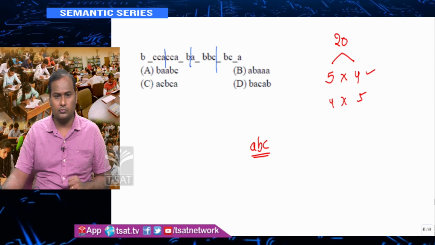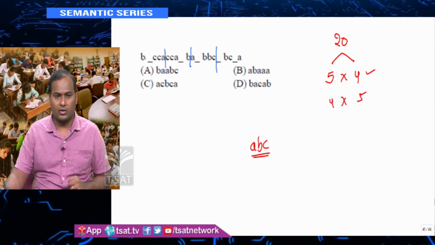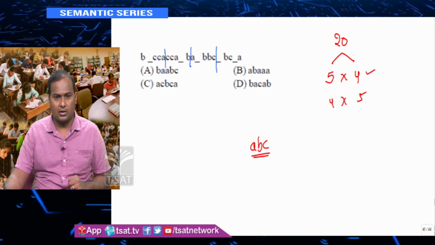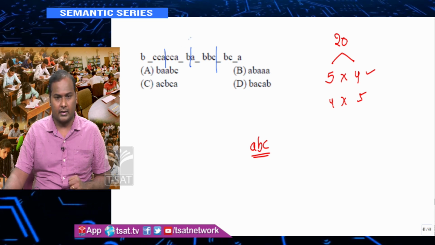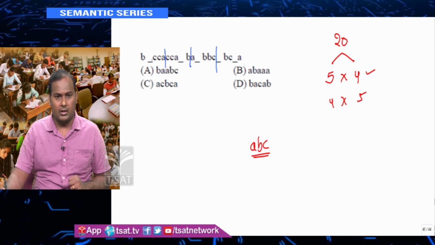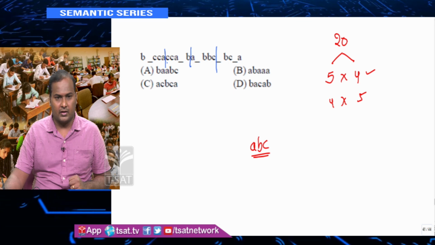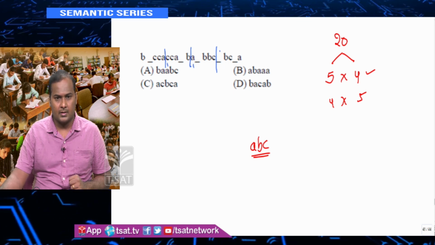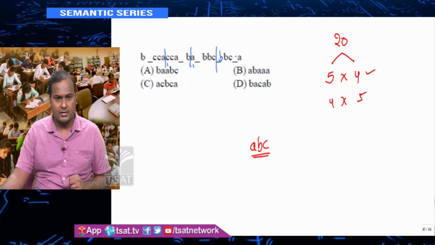What is the next thing I have to do? I have to check for common. So what is the common here? B gap C C A. So this first block should be common with either the second, third, or fourth block. So let's try to check that. B gap C C A. Here it is not possible. Here it is also not possible. So there is a possibility here, that is B gap C C A.